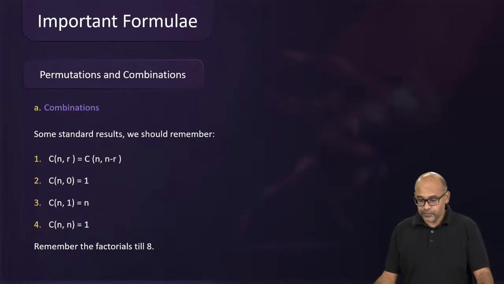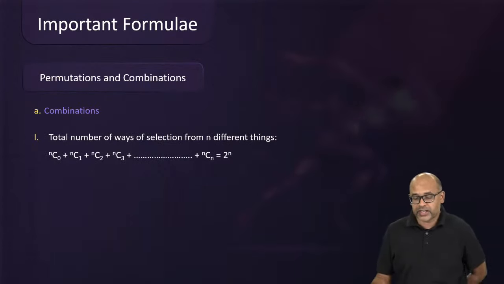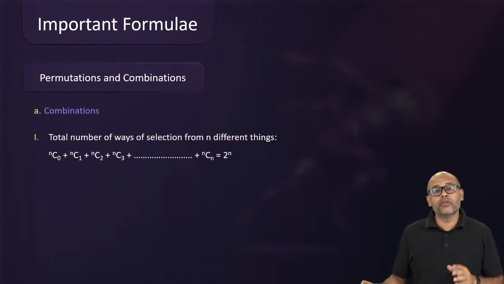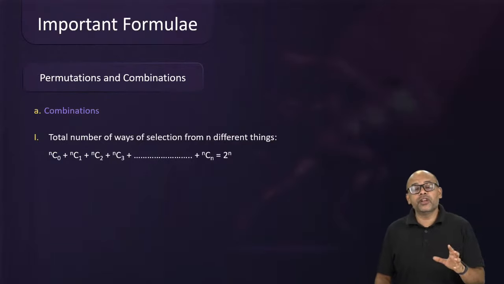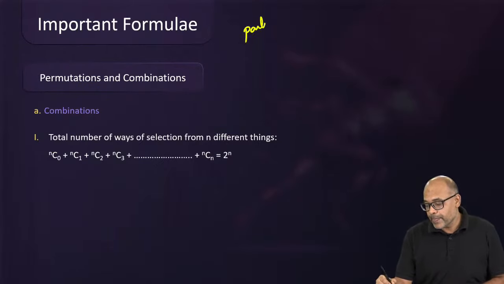Okay, moving on. So this is one of the important concepts in combinations. The concept here is talking about the total number of ways of selecting from n different things. Now I'll give you an example of what this means. What is the meaning of the number of ways of selection from n different things? An example is, let us say you have a party and you have 10 friends.